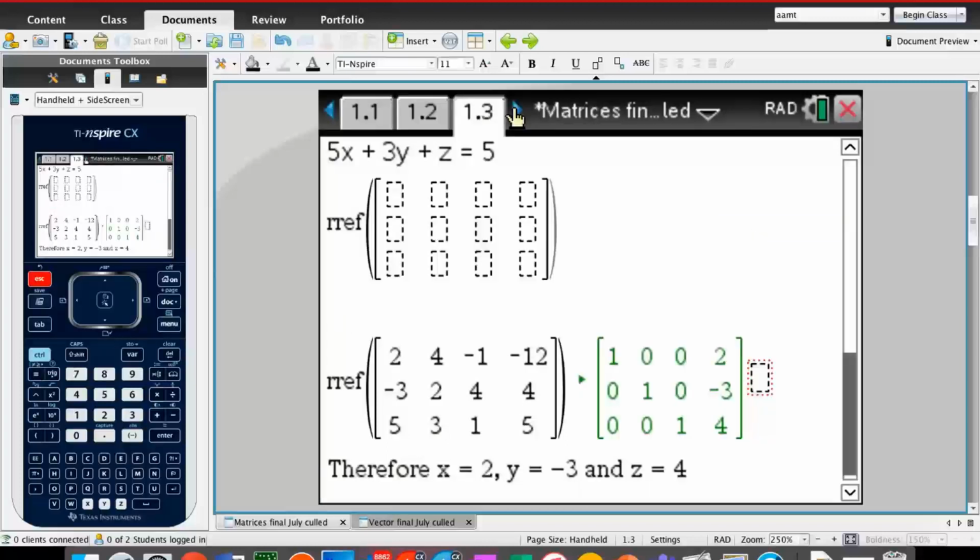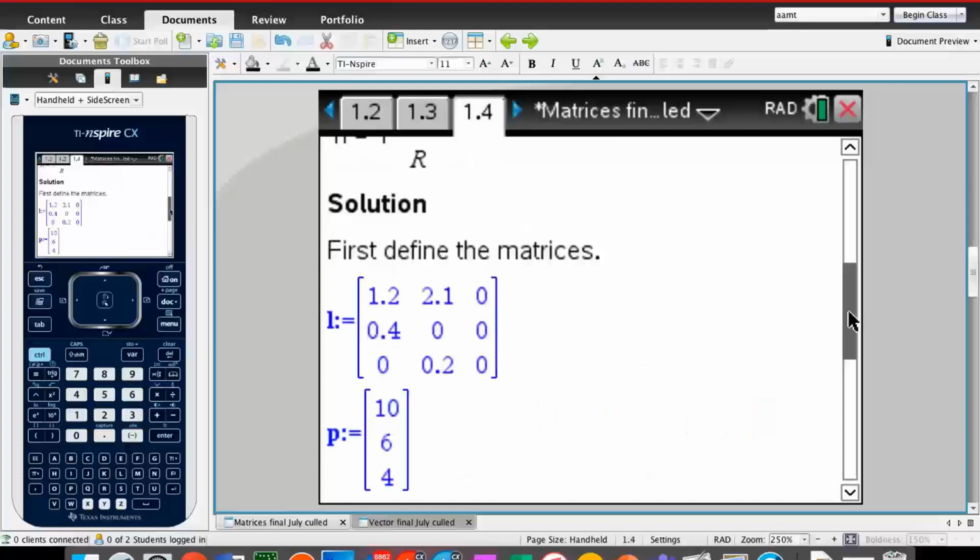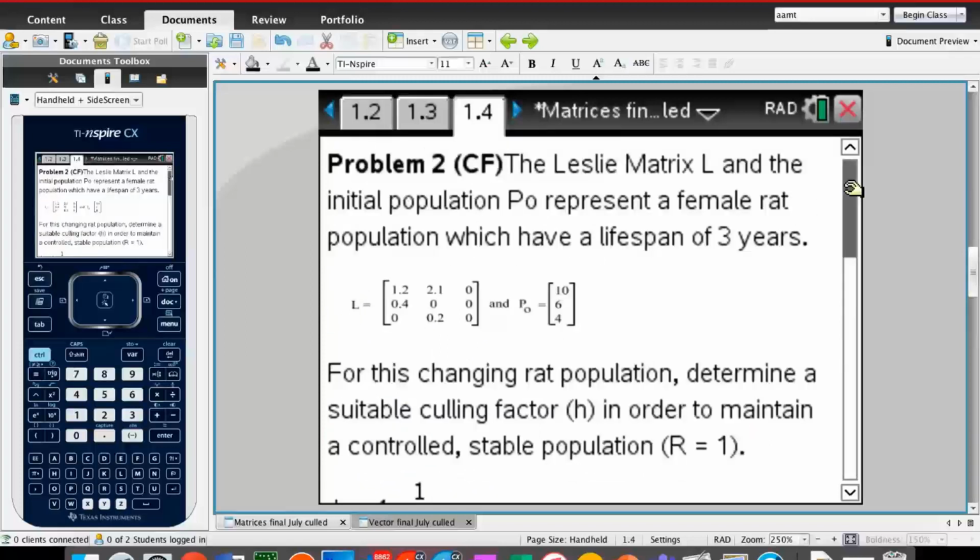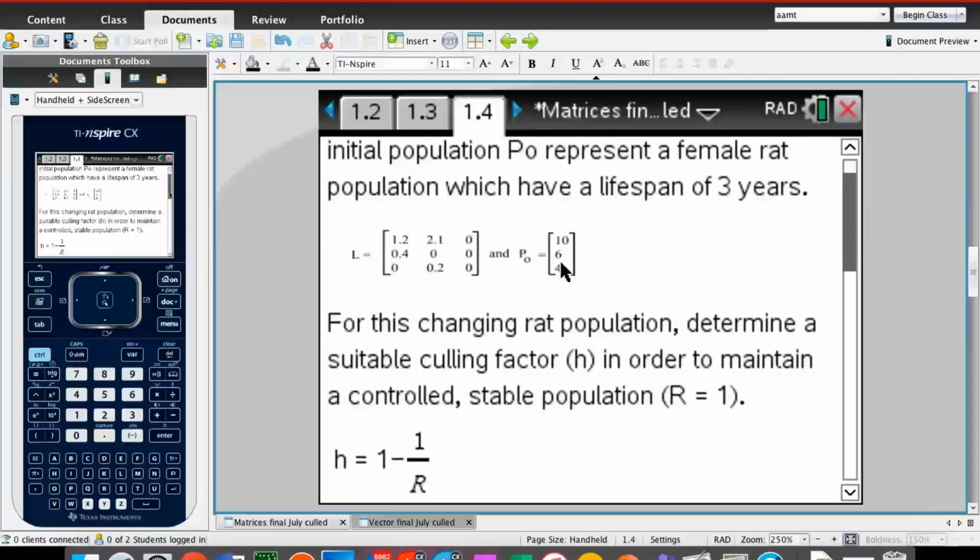Now, the next question is using the Leslie matrix model, and this represents a population of rats over a lifespan of 3 years. So we've got the birth rate. This could be for the young, 1.2 per rat, and then 2.1 for the juveniles, and then the older rats don't have any offspring. And then we've got the survival rate, 0.4 and 0.2 here. And our initial matrix is P0, so we've got 10 in each year level there.